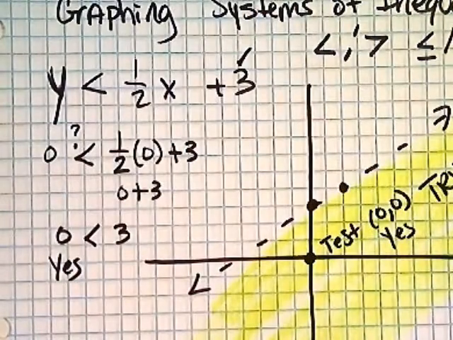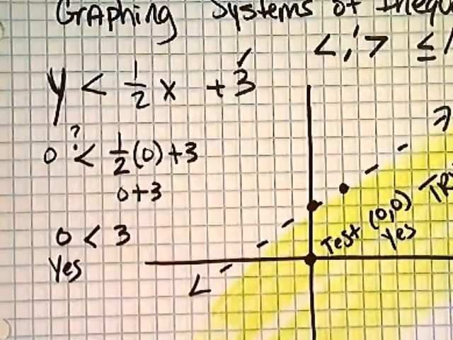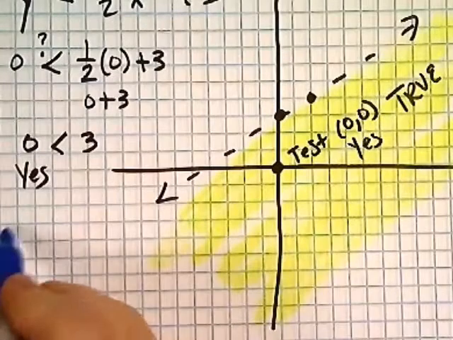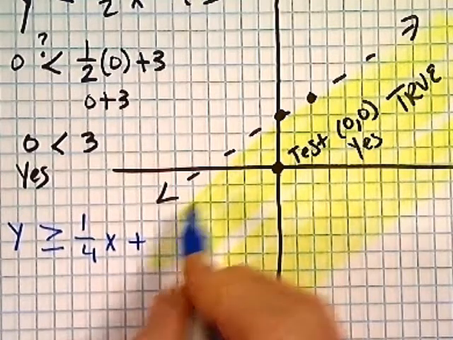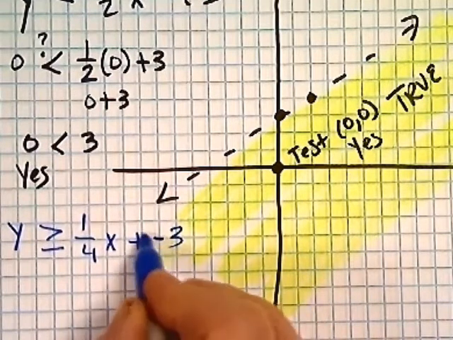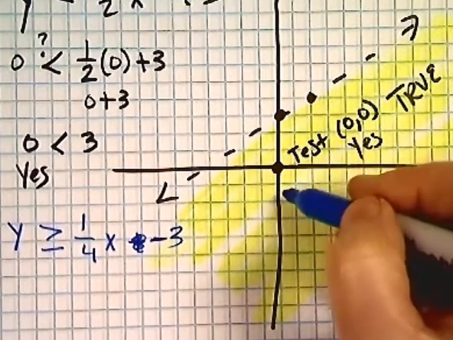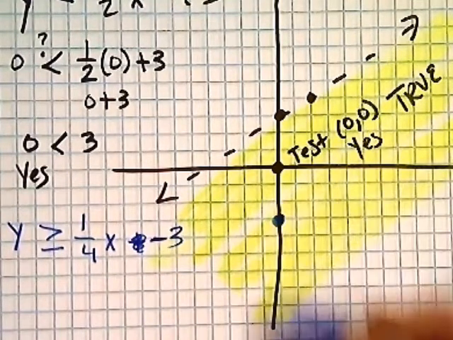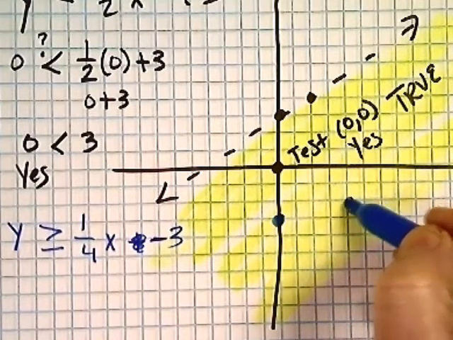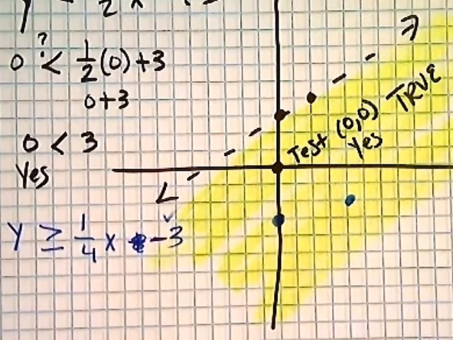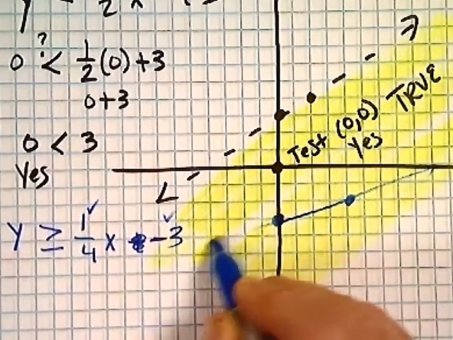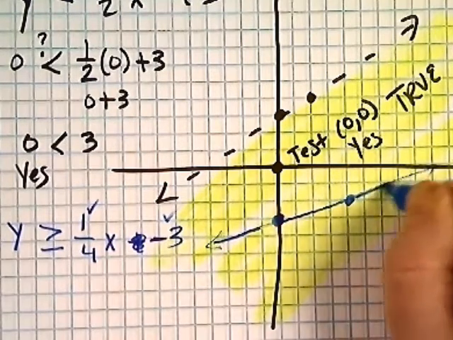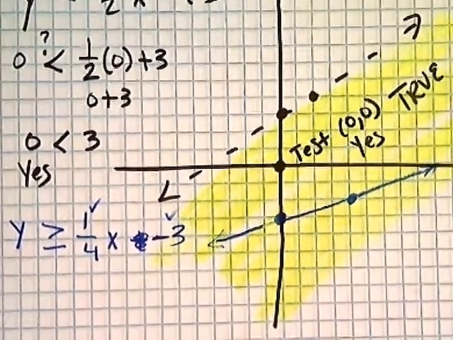Now, next problem. Suppose we have y is greater than or equal to 1/4 x plus, let's make that -3. So we're going to start this one down here at -3. We're going to go up 1 over 4. So I've taken care of my y-intercept, I've taken care of my slope. Now this is going to be a solid line because of the underscore.